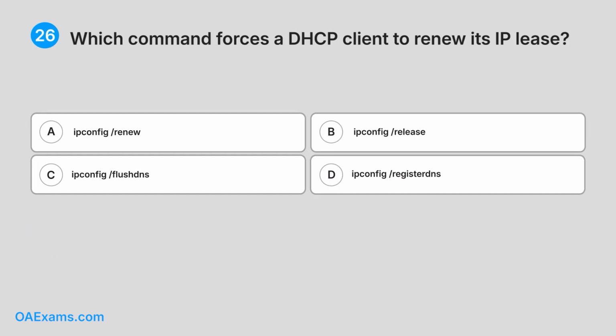26. Which command forces a DHCP client to renew its IP lease? A. ipconfig /renew, B. ipconfig /release, C. ipconfig /flushdns, D. ipconfig /registerdns. Do you know the answer?